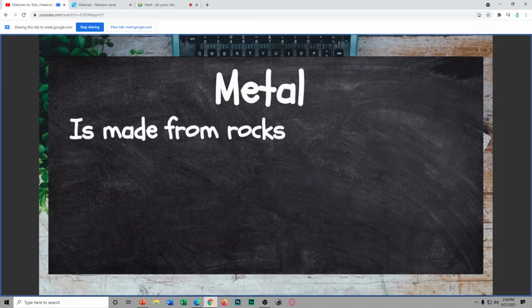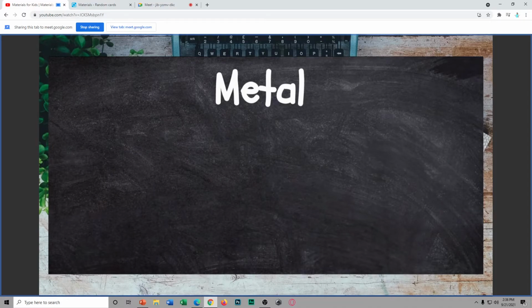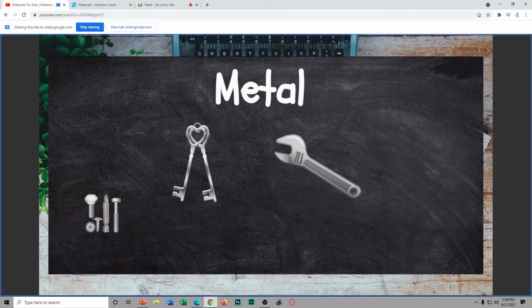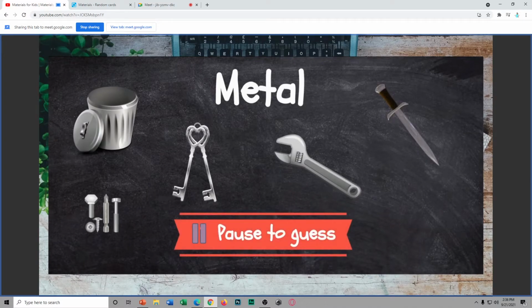Dartboard. Metal is made from rocks. Metal is silver and shiny. It is very strong but can be molded when heated, so is good for being made into keys and tools. Other things that can be made out of metal are knives and rubbish bins. Can you think of anything else that is metal?